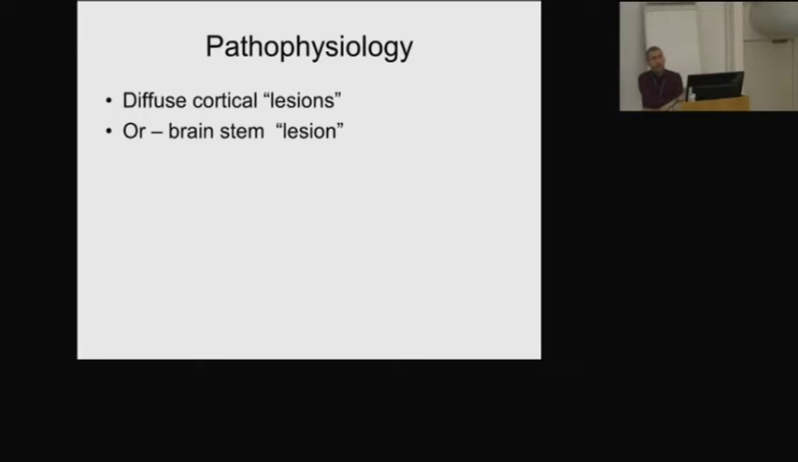So in terms of the physiology of loss of awareness, as far as the brain is concerned, there's only 2 things you really need to know about. Impairment of consciousness is either due to diffuse bilateral cortical pathology or due to a brainstem pathology. So it's either one of those 2, maybe a combination of both. Okay.